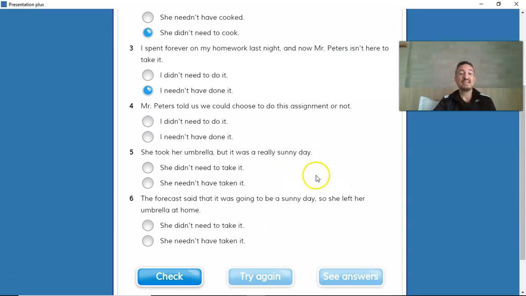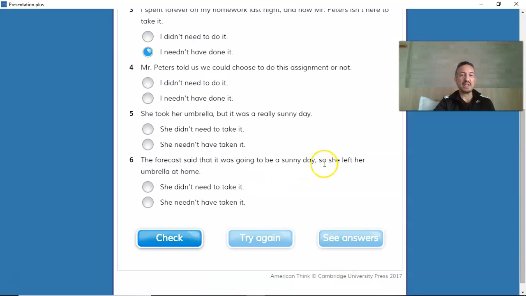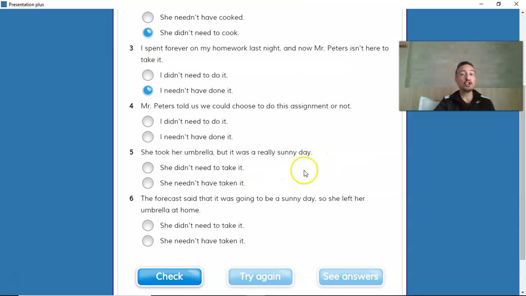Okay? Number 4. Mr. Peters told us we could choose to do this assignment or not. So if you want to do the homework, we can do. Or if you don't want to do, no, it's not necessary. So, did I do it? No, I didn't, because it was not necessary. So I didn't need to do it.